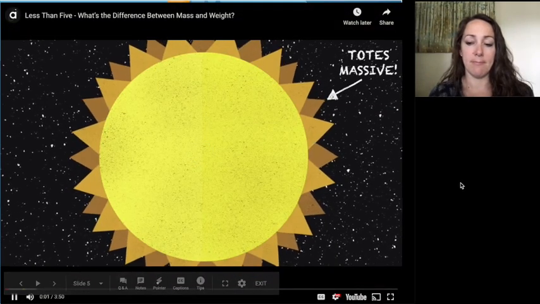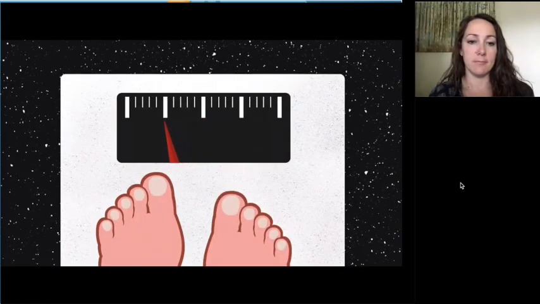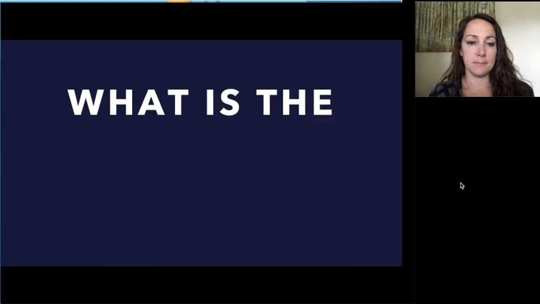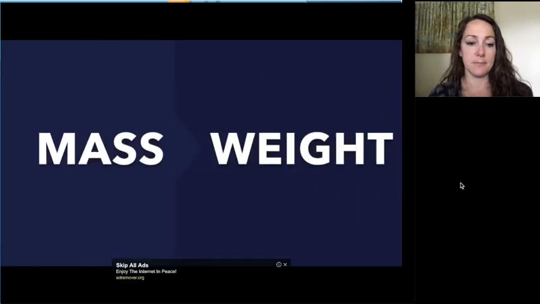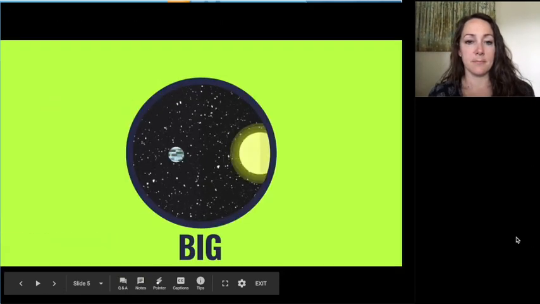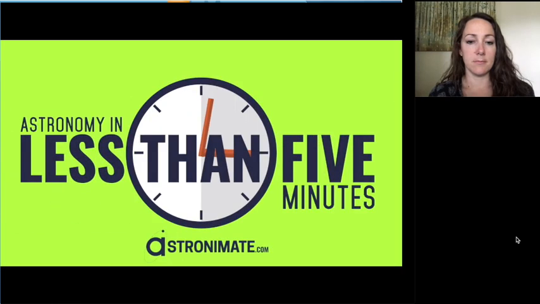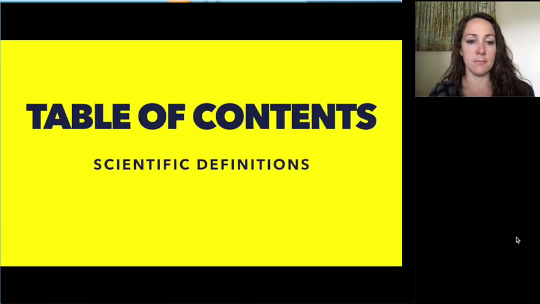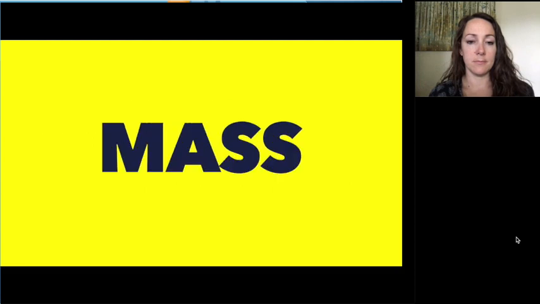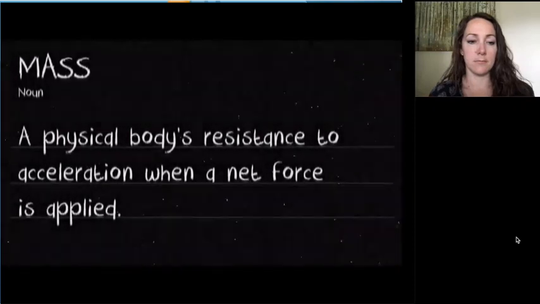Our sun is massive. My New Year's resolution is to lose weight. We use these words and phrases practically every day, but what is the difference between mass and weight? The answer is extremely simple, but most people don't actually know what it is. Let's get the scientific physics definitions out of the way first, then we'll discuss what they actually mean in normal people terms. Mass. Mass is a physical body's resistance to acceleration when a net force is applied.